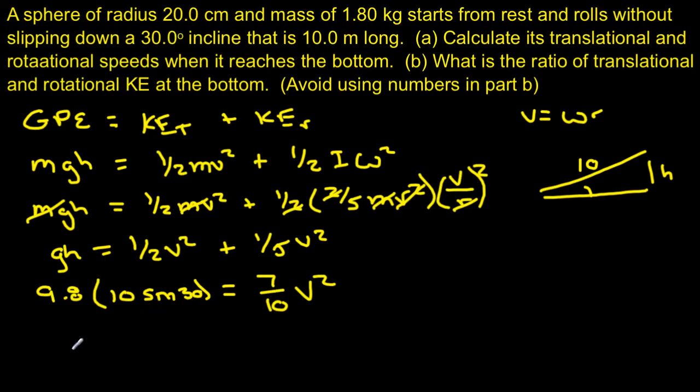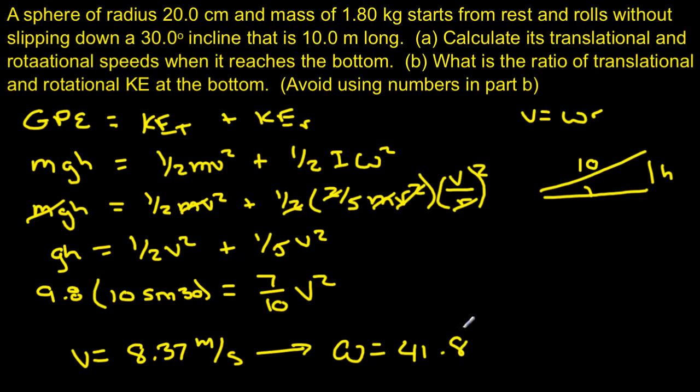So if we solve that, we will get v equals 8.37 meters per second. Now we convert that back again using this same equation up here. We can then get that omega will equal 41.8 radians per second. So that is our two values for part A.